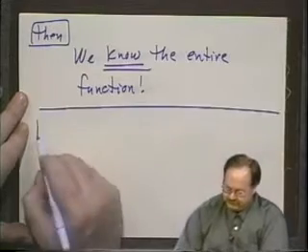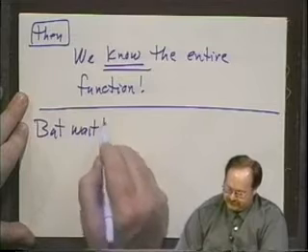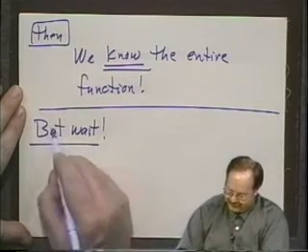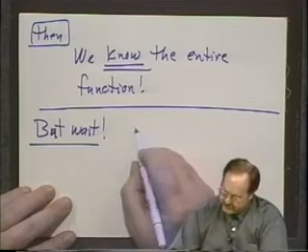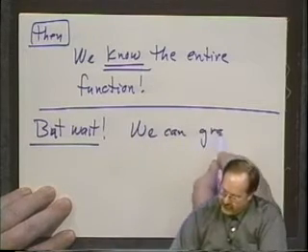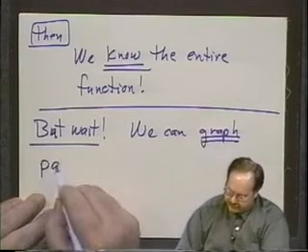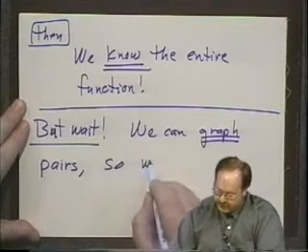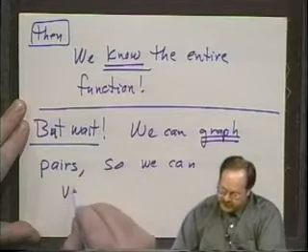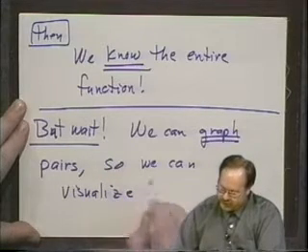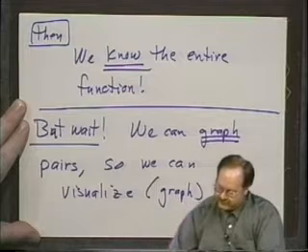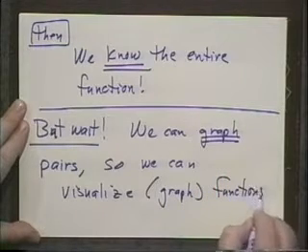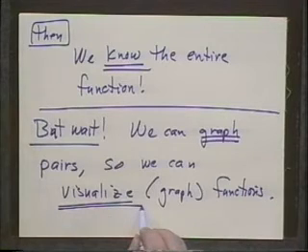But wait. Pairs. We know how to graph pairs. We can graph pairs. We know that from the previous work we've done. We can graph pairs, so we can, therefore, visualize, or if you like the other way, graph functions. We can now visualize them by graphing all those ordered pairs, because we know, if we know all of the ordered pairs, we know the entire function.